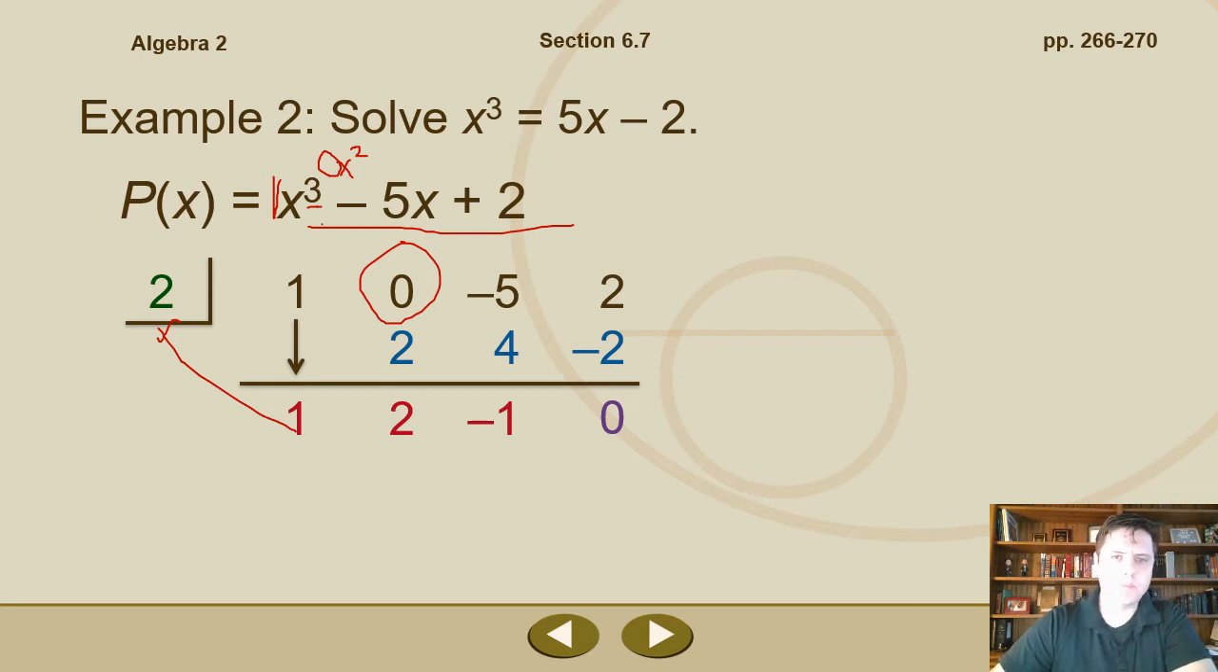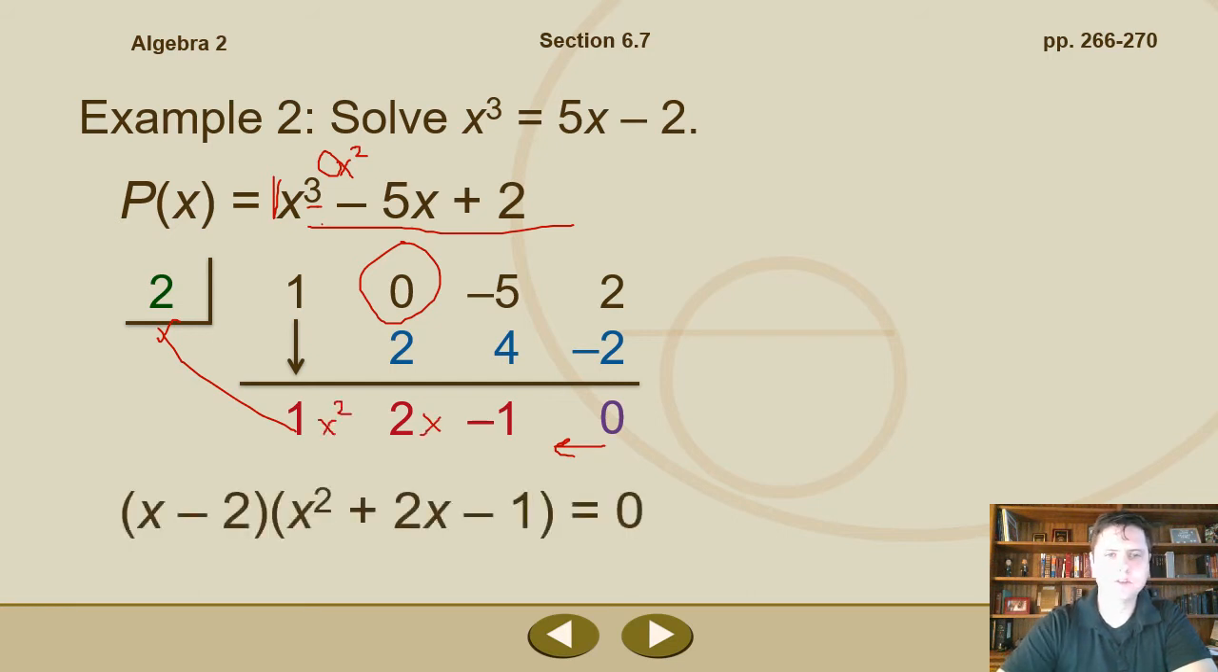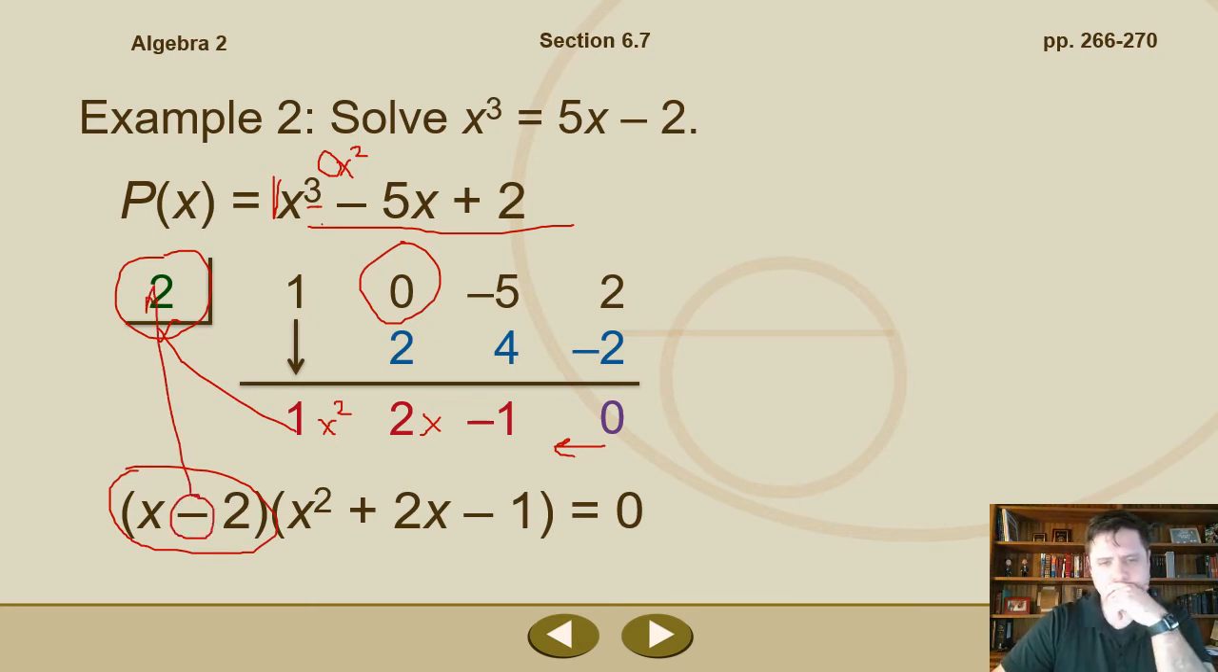Remember, then we can just work backwards from right to left. This is our constant. The next one becomes the x term. The next one becomes our x squared term. So, again, looking at this box means that we have an x minus 2 term. Remember, change the sign from what is over here. And then we have what's left over, x squared plus 2x minus 1. So the question is, can we factor this further?